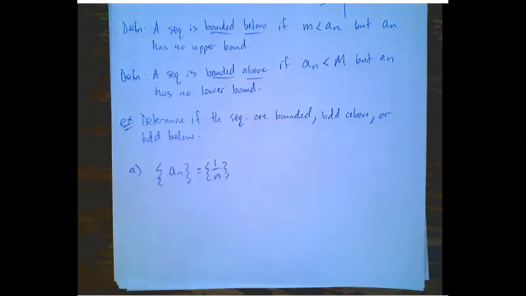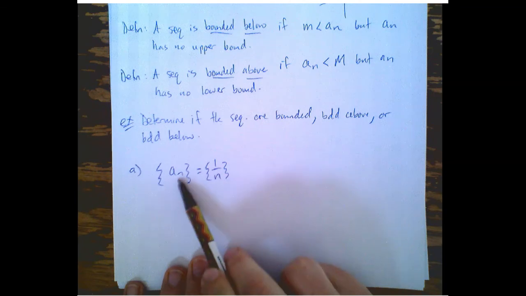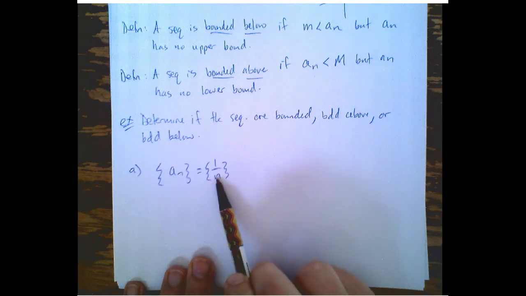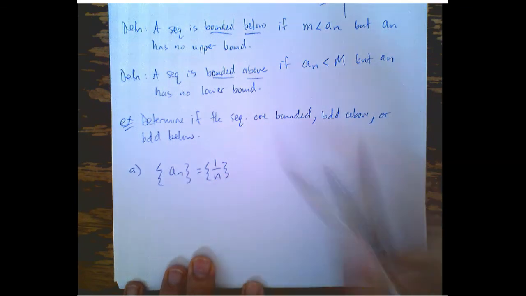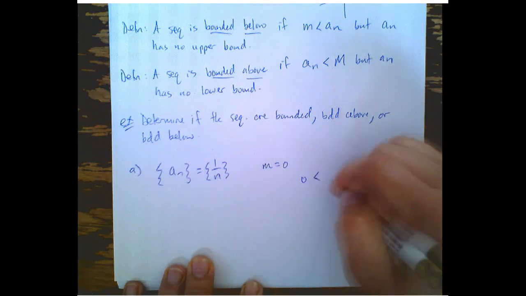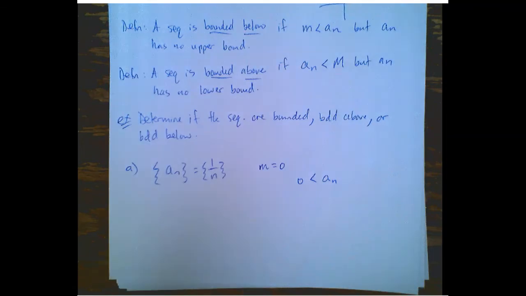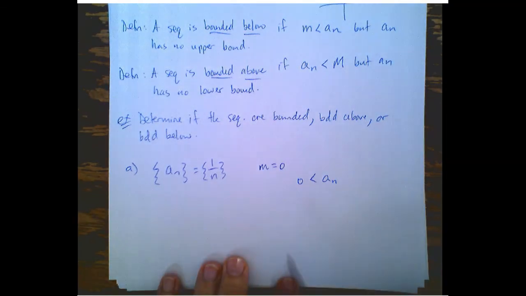All right, so let's think. Remember that n ranges from 1 to infinity, right? So we saw that the limit as n goes to infinity is 0. Therefore, the lower bound, little m, is 0. So we know that all the terms are greater than or equal to 0.